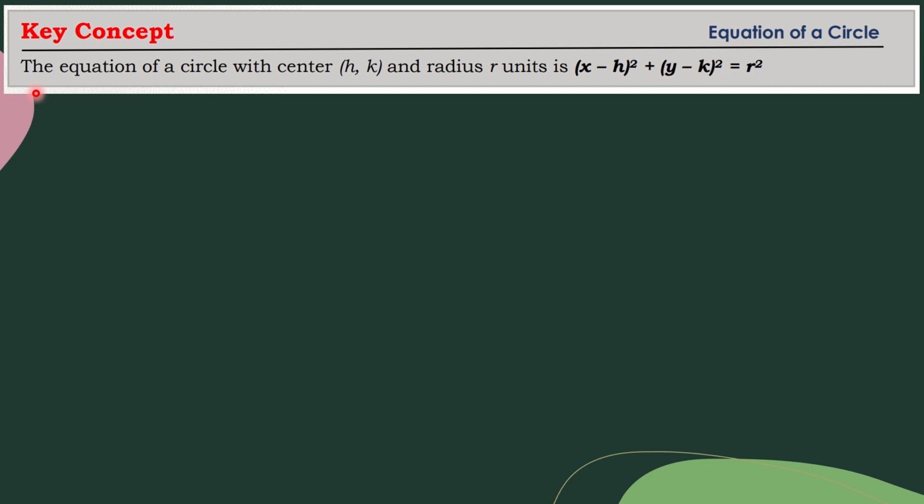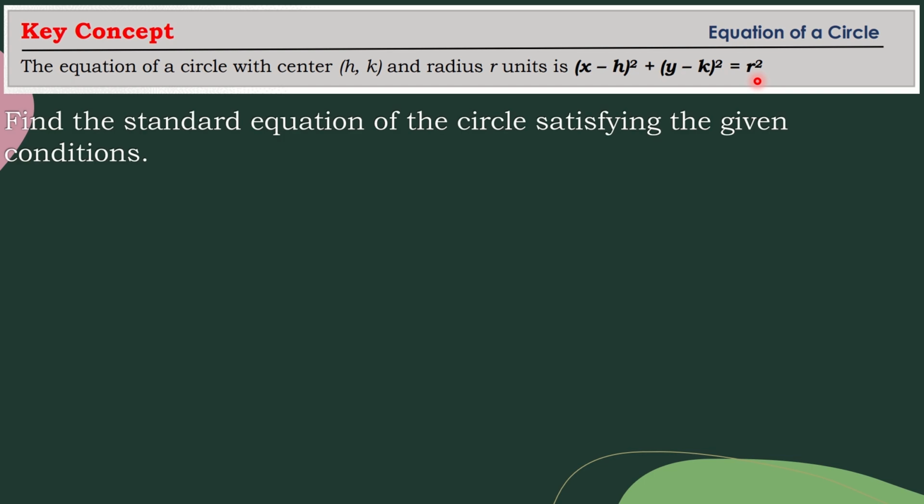If you could still remember, the equation of a circle with center (h, k) and radius r units is denoted by this equation. So the quantity of x minus h squared plus the quantity of y minus k squared is equal to r squared. Let's have an example.